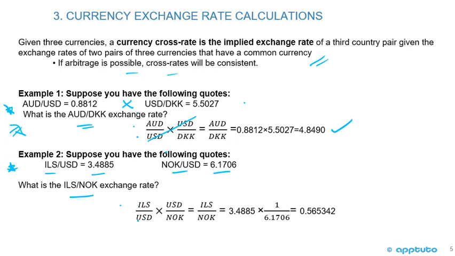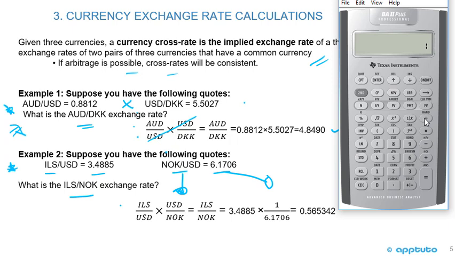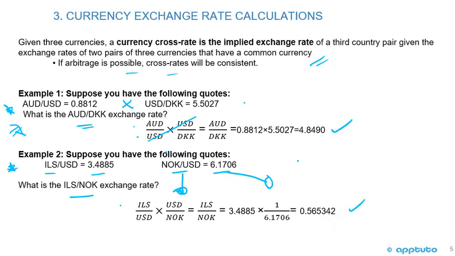So we're going to set it up the same way: ILS to US dollar, that's given to us, 3.4885, times US dollar to NOK. Wait a minute, that's not the way it's been presented to us. So this term here, we're going to need to invert it. You can see it's not 6.1706. It's going to be 1 divided by 6.1706. Okay, so just bring up the calculator very quickly. 1 divided by 6.1706. Okay, and we're going to multiply that by 3.4885, and we're going to get 0.56342. Okay, so you just have to be very careful, and we're going to do a couple of practice questions. Write it out in the form that you need so that you can do the multiplication, and if one of the currencies isn't presented in that format, you simply need to do the inverse.